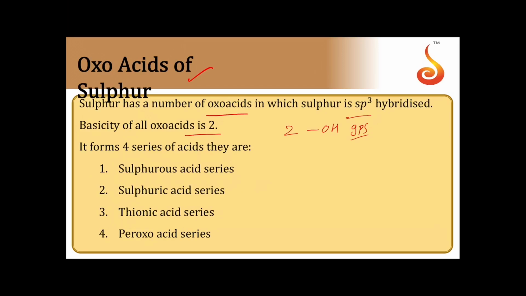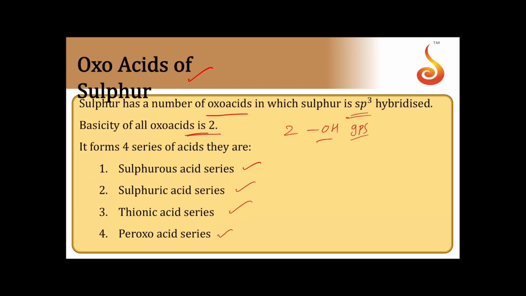Now there are 4 series of acids here. So we have the sulfurous acid series, sulfuric acid series, thionic acid series and peroxyacid series. There are 4 series of acids. But in all acids, sulfur is sp3 hybridized here, and basicity is 2, which means we definitely have 2 OH groups there.